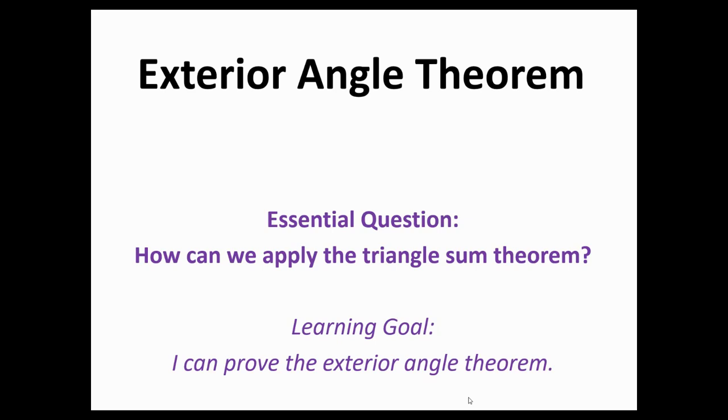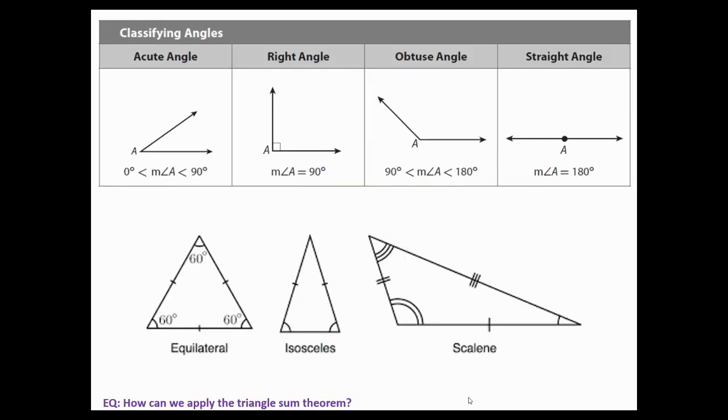I'm going to walk us through our lesson for today. We're going to be talking about the exterior angle theorem. And actually, the exterior angle theorem is basically an applied version of triangle sum. So you can see our essential question, how can we apply the triangle sum theorem? And our learning goal is that we can prove the exterior angle theorem. If you need more time here, go ahead and pause, but we're going to keep moving through.